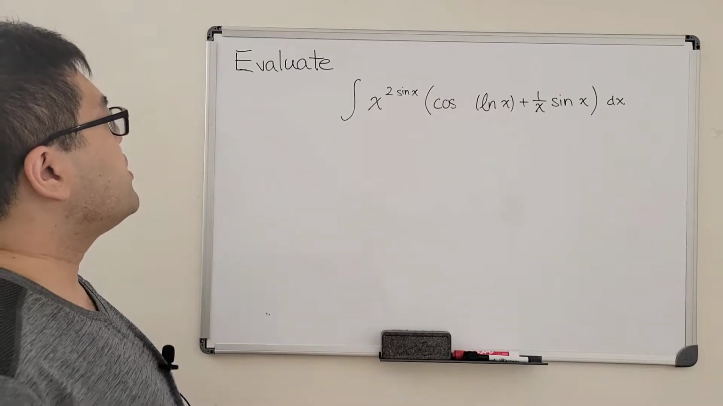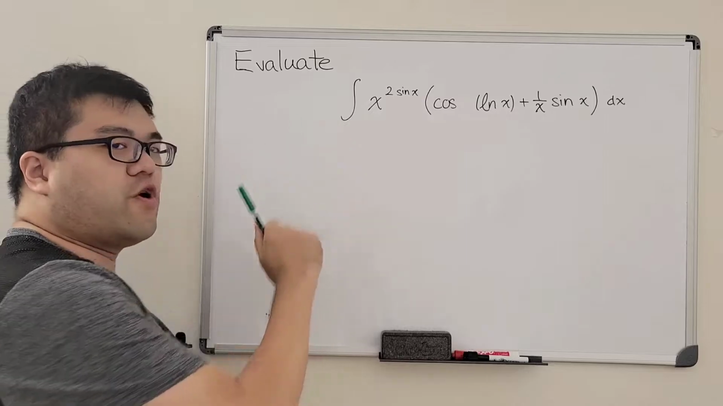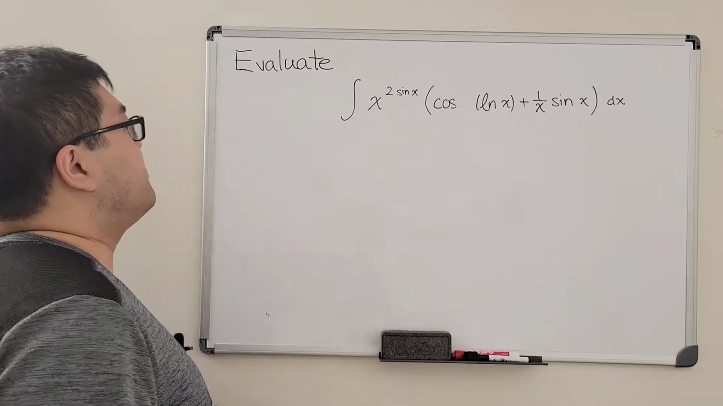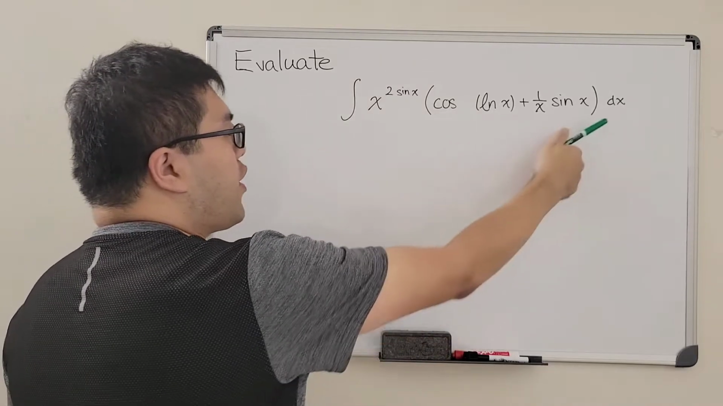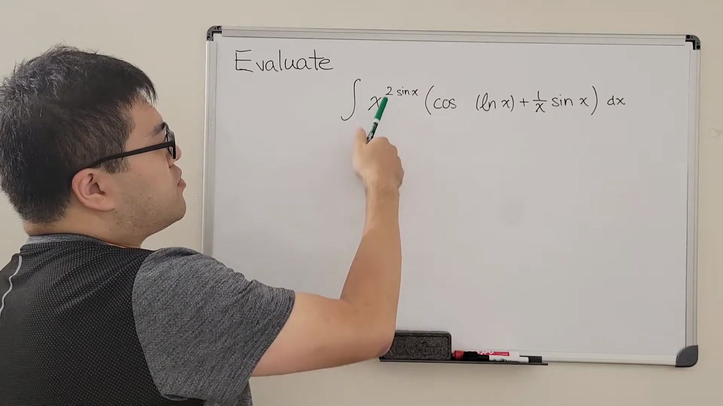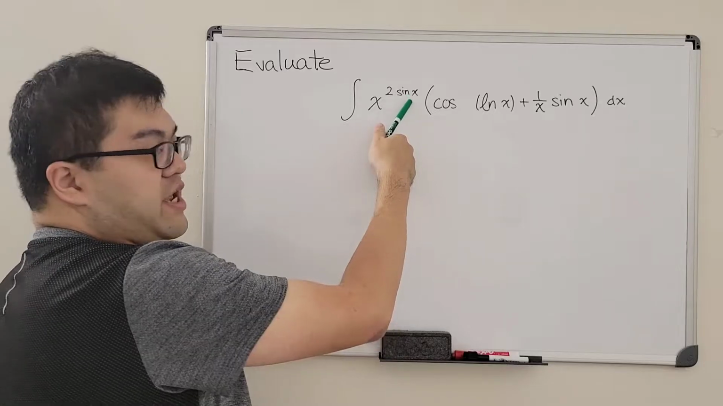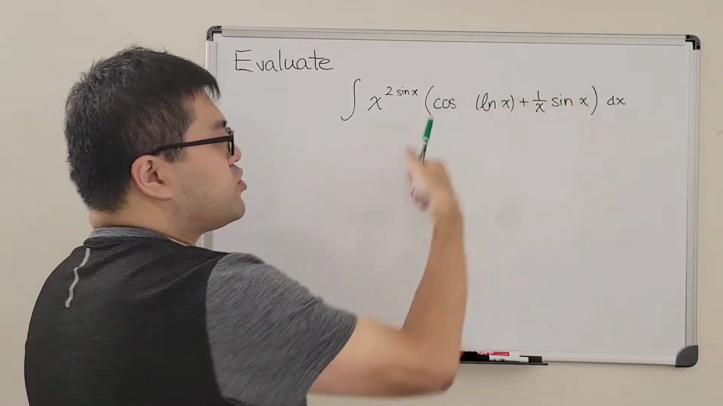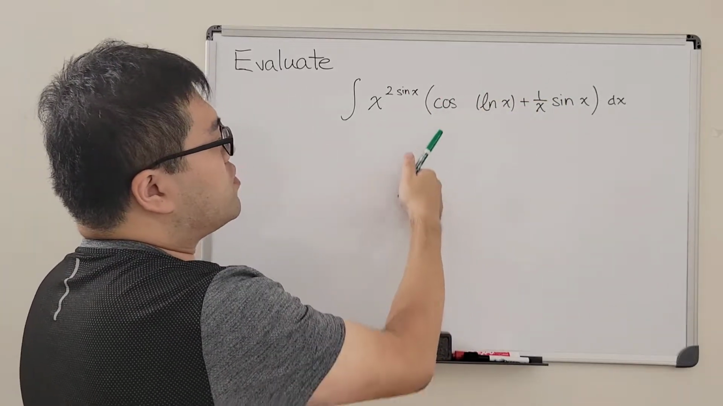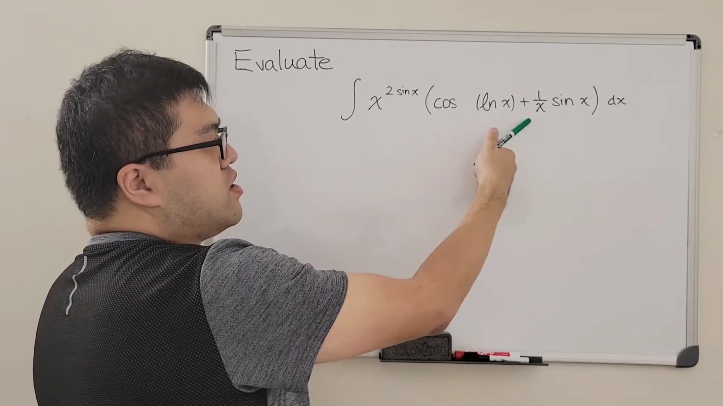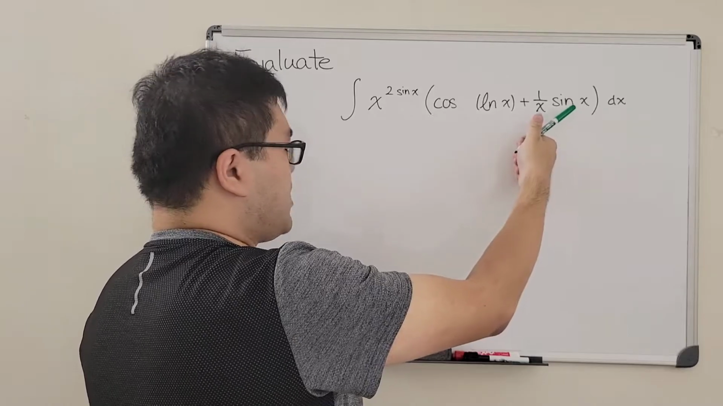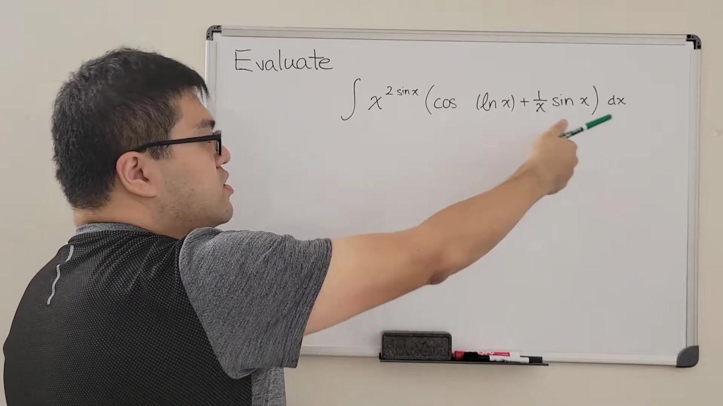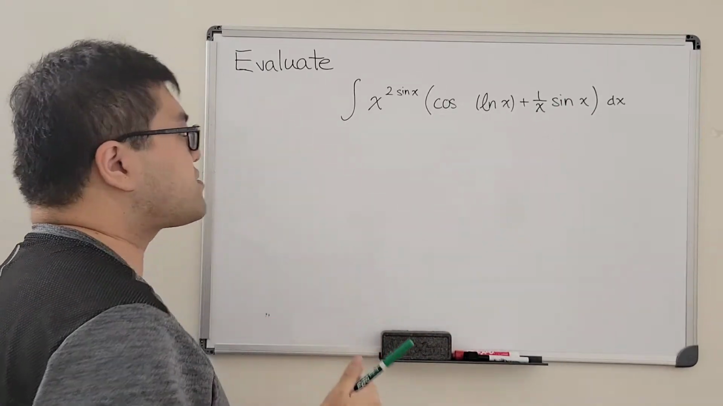So today we're going to look at the following calculus problem. We're going to evaluate the integral of the following expression: x raised to the 2 sine x power, times the quantity of cosine of ln x plus 1 over x times sine x, dx.